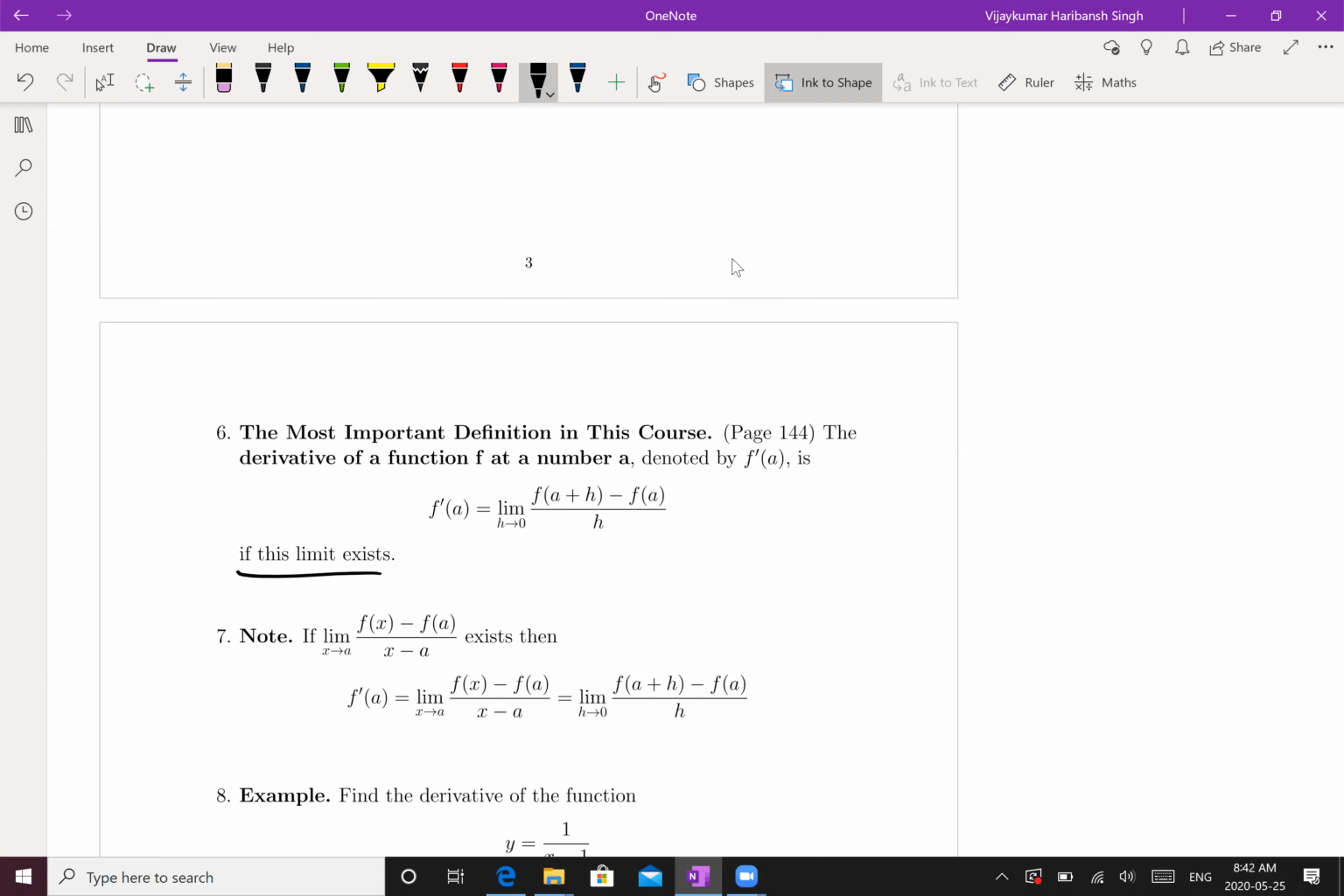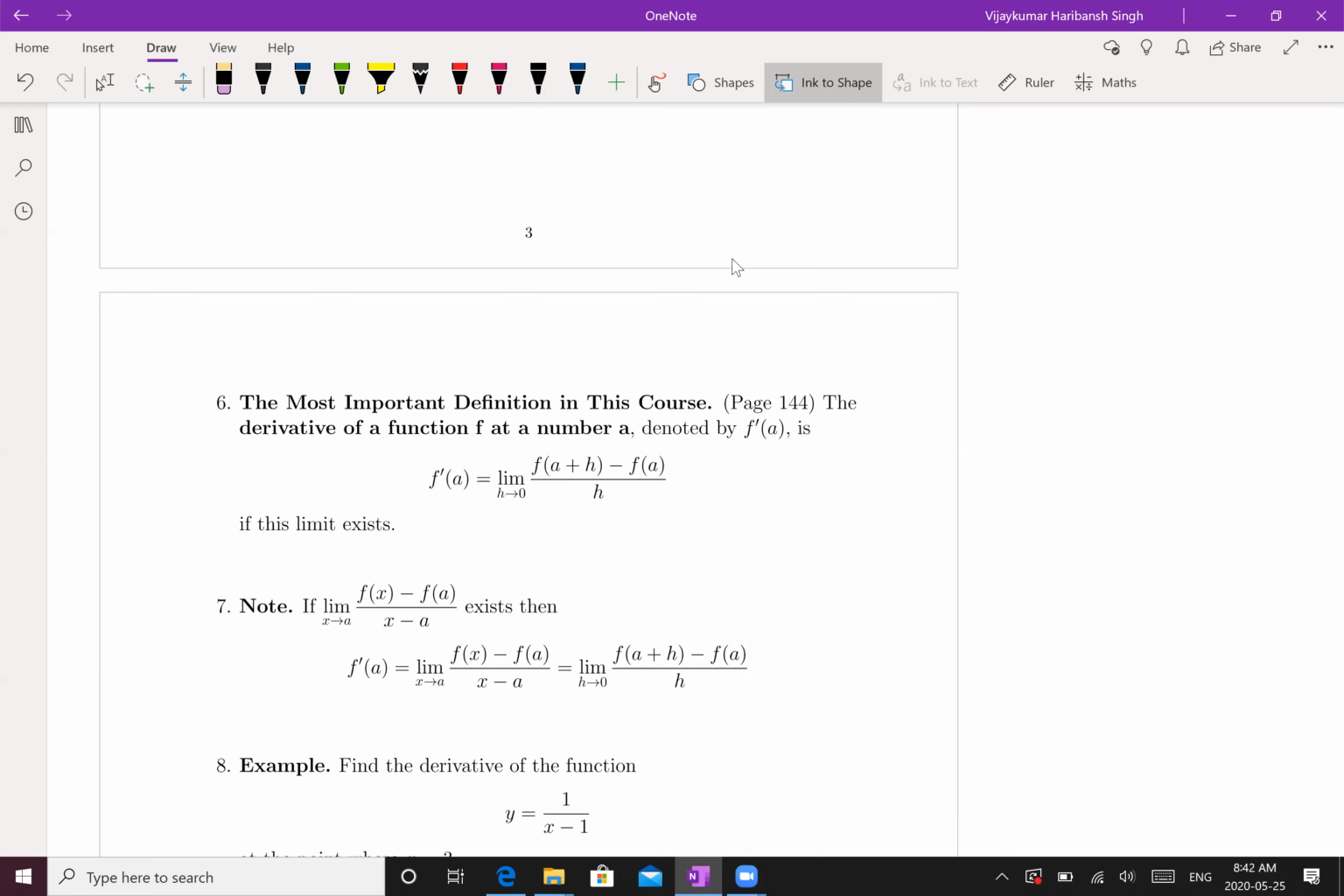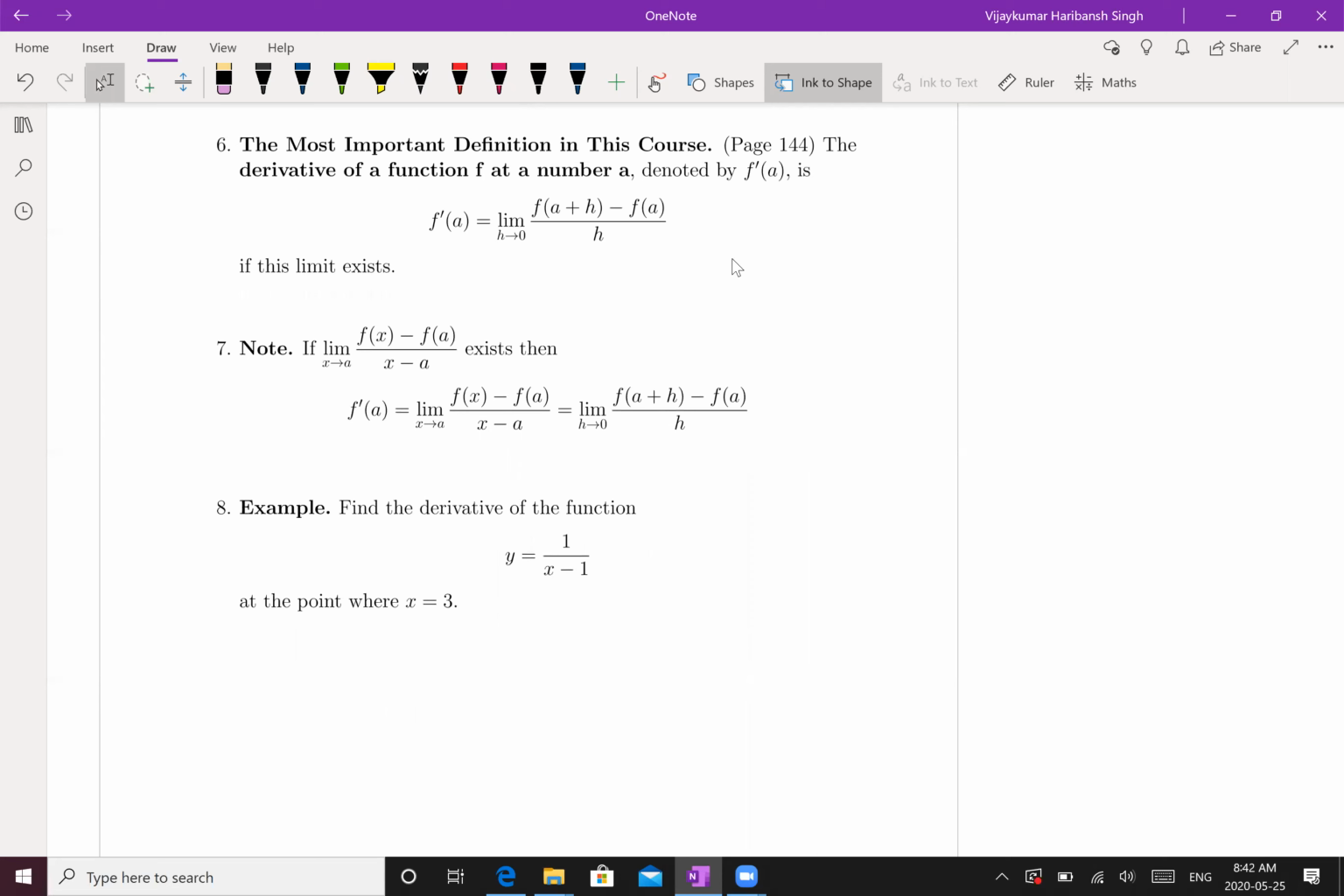Okay. So let's do the following. Because we know that this limit is same as limit as x goes to a of f of x minus f of a over x minus a, we can either use this to compute the derivative, or we can use this one to compute the derivative. Either one is okay.